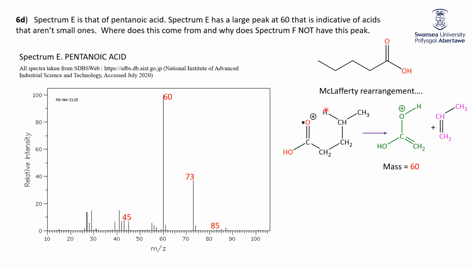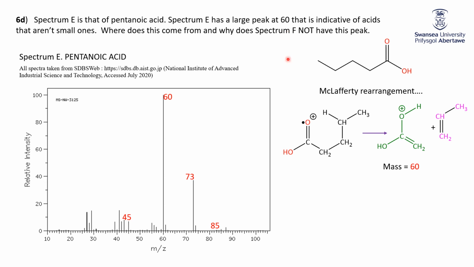This sixth part of the six-membered ring, the hydrogen, goes on to the oxygen. We then break the bonds associated with that, leaving us with this little fragment that's boring, but this fragment here has the mass of 60.